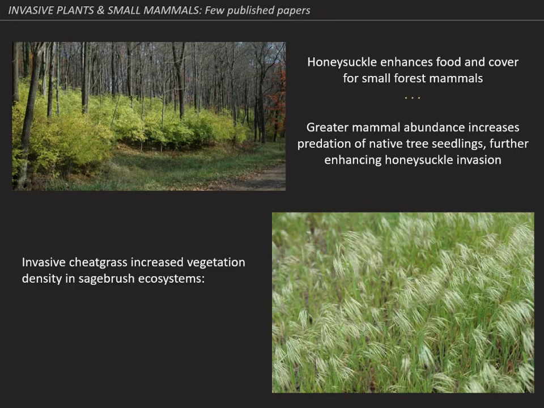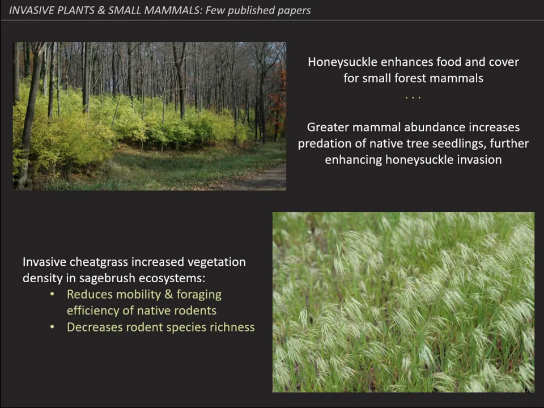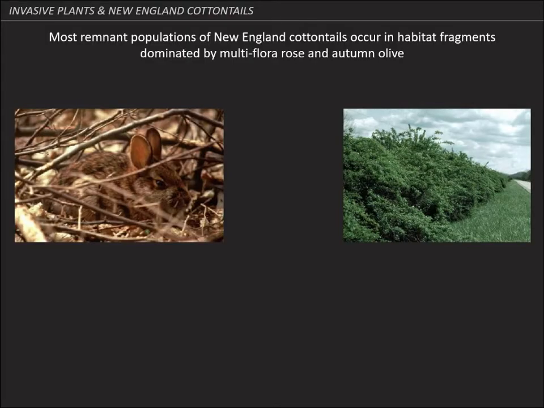In the western U.S., invasive cheatgrass grows denser than native grasses and significantly increases the density of the herb layer in sagebrush ecosystems. This has the effect of reducing small mammal mobility and foraging efficiency, which leads to a reduction in the number of rodent species that use invaded areas as habitat.